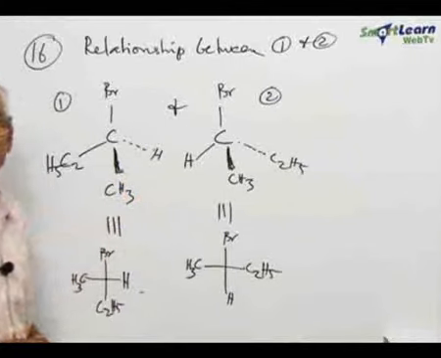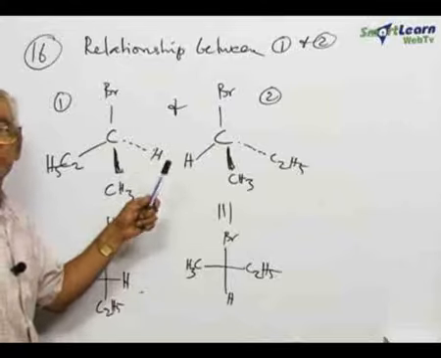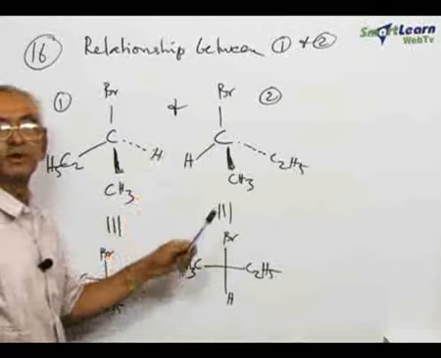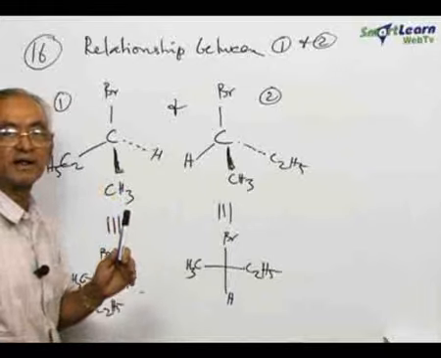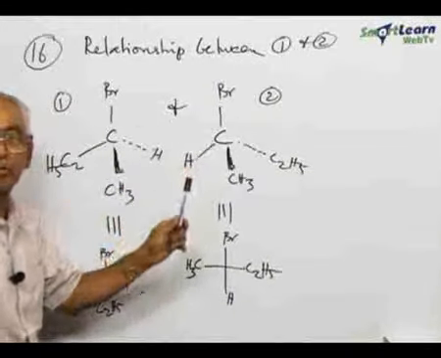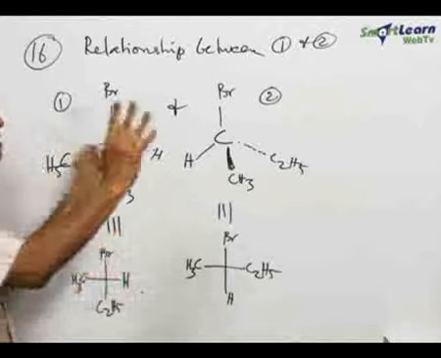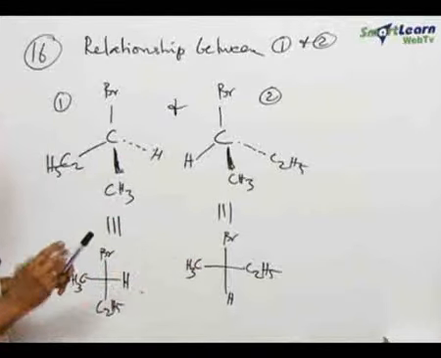Now, two structures are given here. What is the relationship between the two? As we have seen earlier in some of the questions, there is only one chiral center. If there is only one chiral center, there can only be two possibilities. There can be two different representations of the same compound, or they can be mirror images. But when it looks like this, it does not seem to be mirror images.